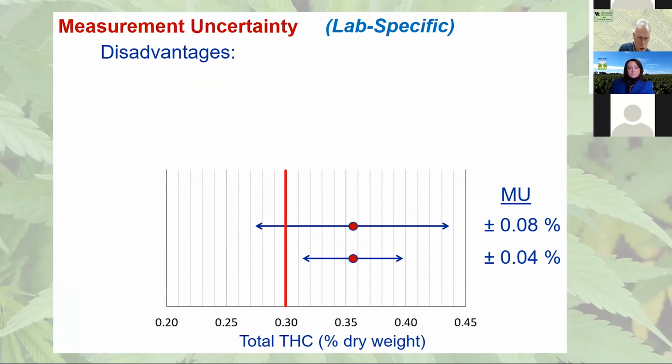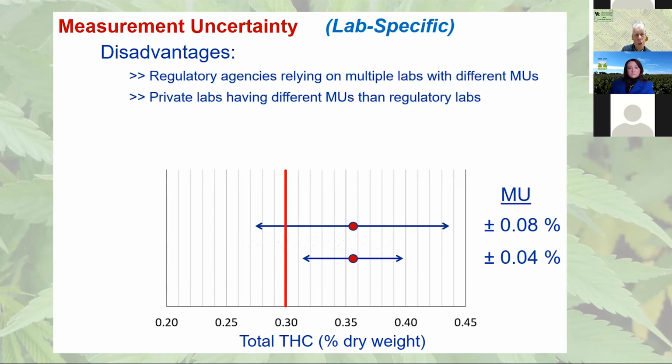Well, I think you could start to see where this adds some disadvantage with respect to interpreting results from different labs with different measurement uncertainty. Disadvantages are shown here. If a regulatory agency relies on multiple labs with different measurement uncertainties, one lab might have a larger uncertainty than another, and different results can be obtained from the different labs. Private labs having different measurement uncertainties than regulatory labs could just add confusion in the marketplace.